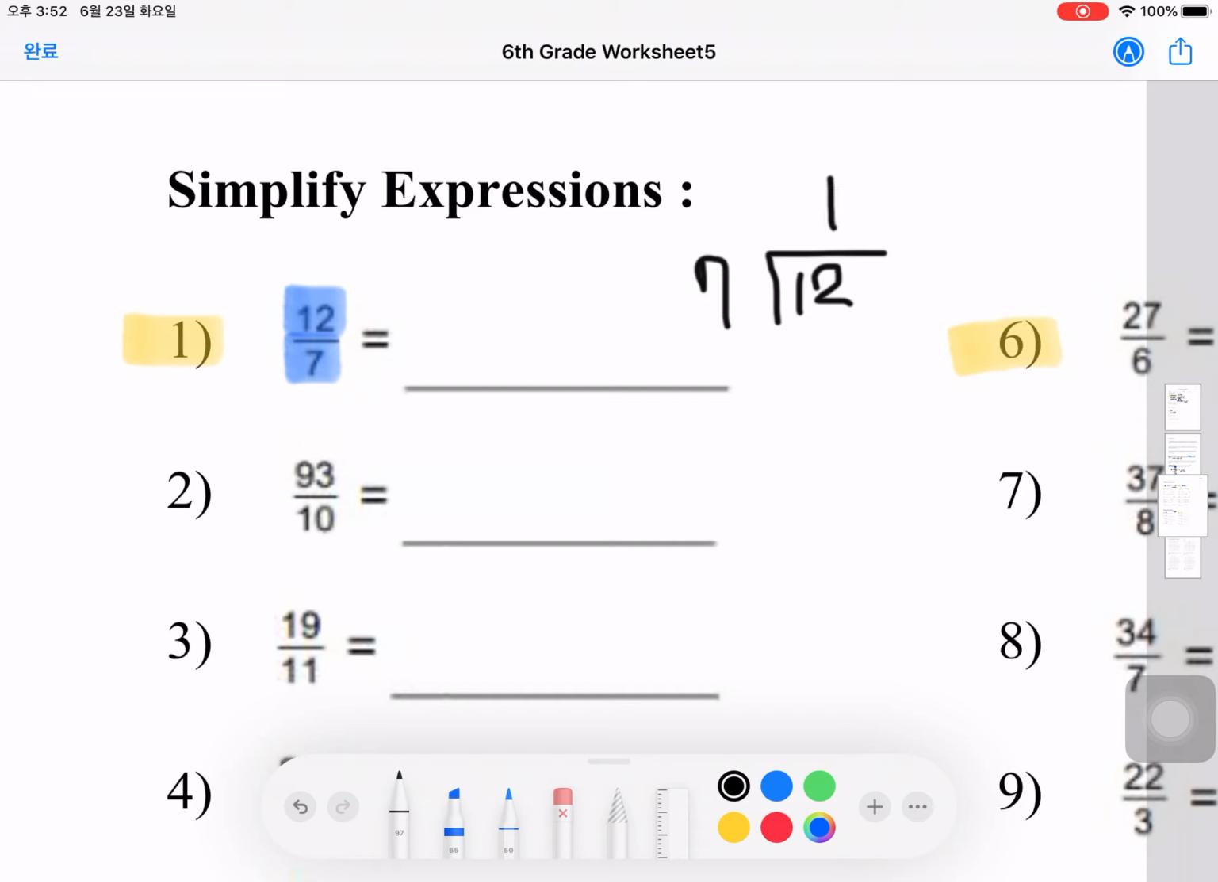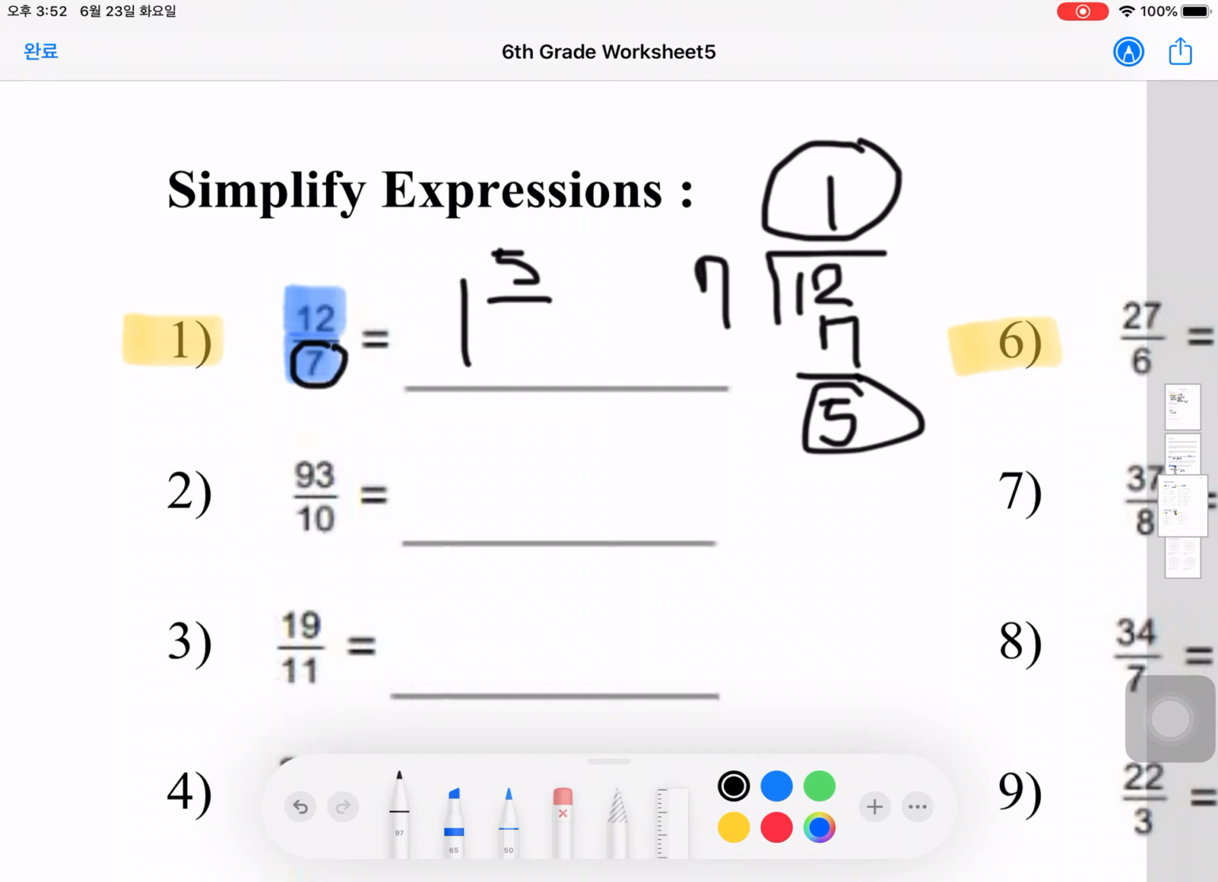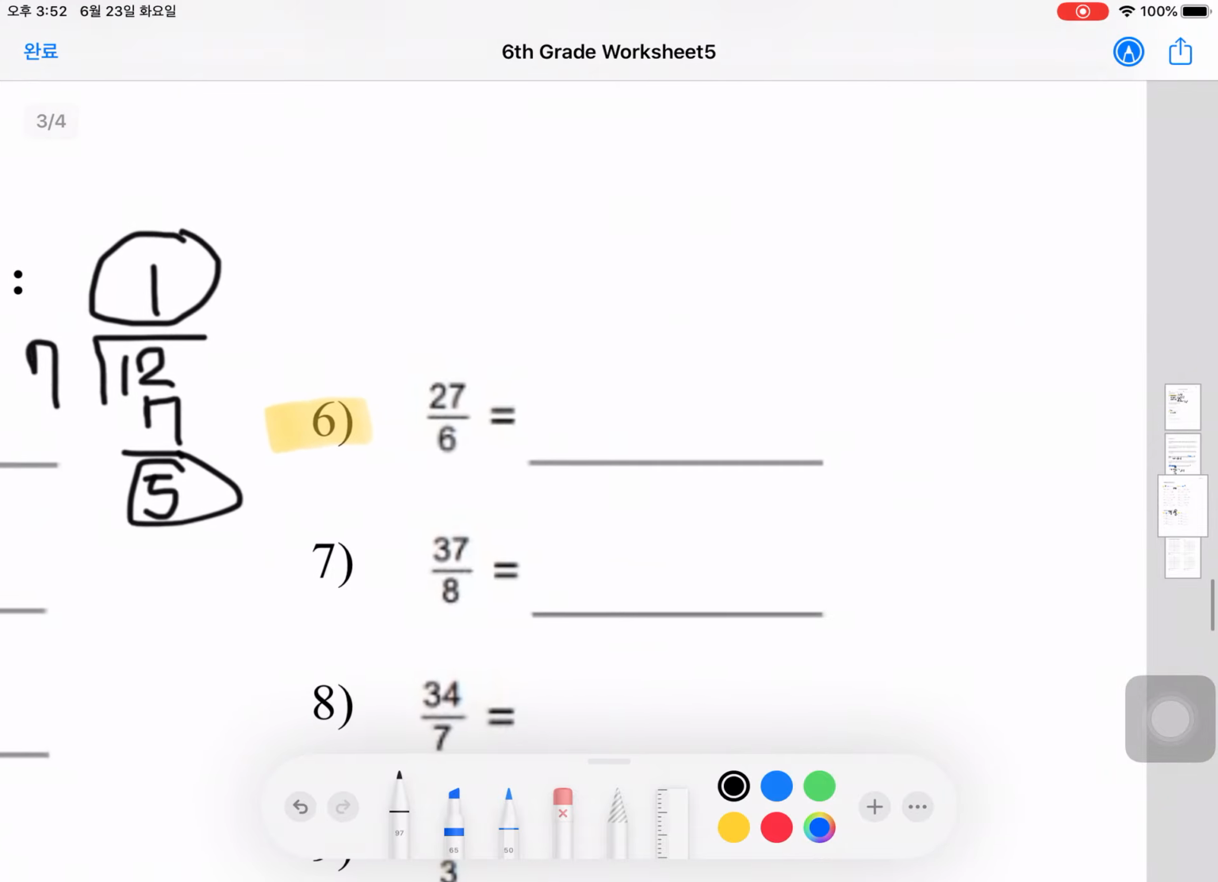7 goes into 12 once with a remainder of 5. So because 1 is the number up top, 1 becomes the big number. And whatever is left over, in this case 5, goes on the numerator, and whatever was on the bottom just stays right there. So your final answer is 1 and 5/7. Let's try number 6.